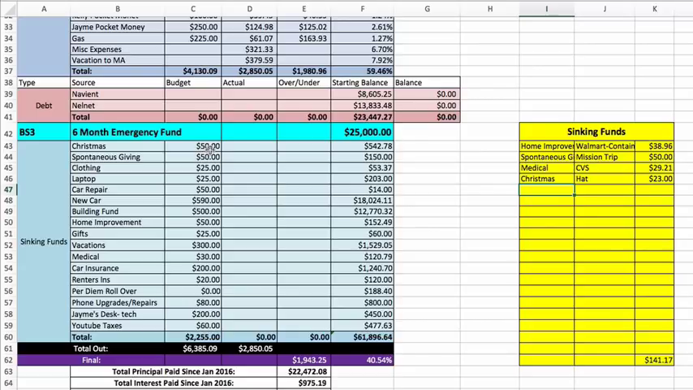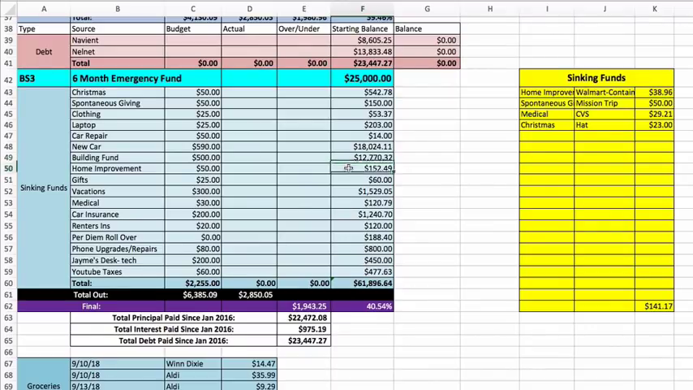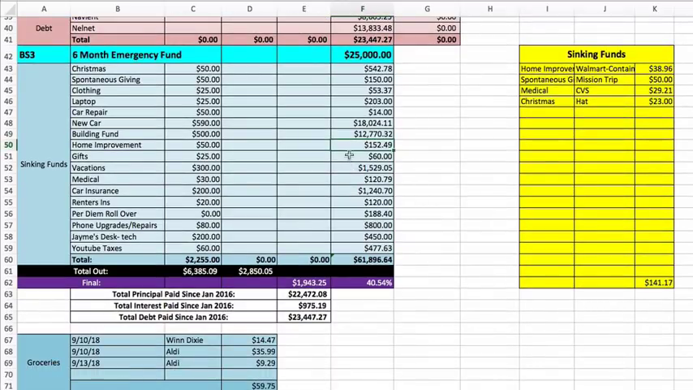Okay, and then just to go over how much we have in each sinking fund right now. Christmas, we have $542.78. Spontaneous giving, $150. Clothing, $53.37. Laptop, $203. Car repair, $14. New car, $18,024.11. We're getting so close to that new car. I think in the next couple months we're going to be able to get it. Building fund at $12,770.32. Home improvement, $152.49. Gifts, $60.